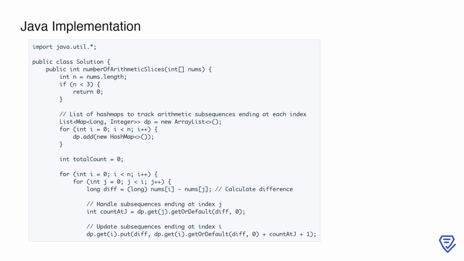Now, we begin the nested loops. The outer loop iterates over each element in the array, while the inner loop examines all previous elements to calculate the difference between the current and earlier values. This difference, stored in the variable diff, is crucial because it helps us identify and extend arithmetic subsequences. Next, for the difference at the earlier index, we fetch the count of subsequences that end there using dp[j].get(diff, 0). This count represents all subsequences that can be extended by including the current element.